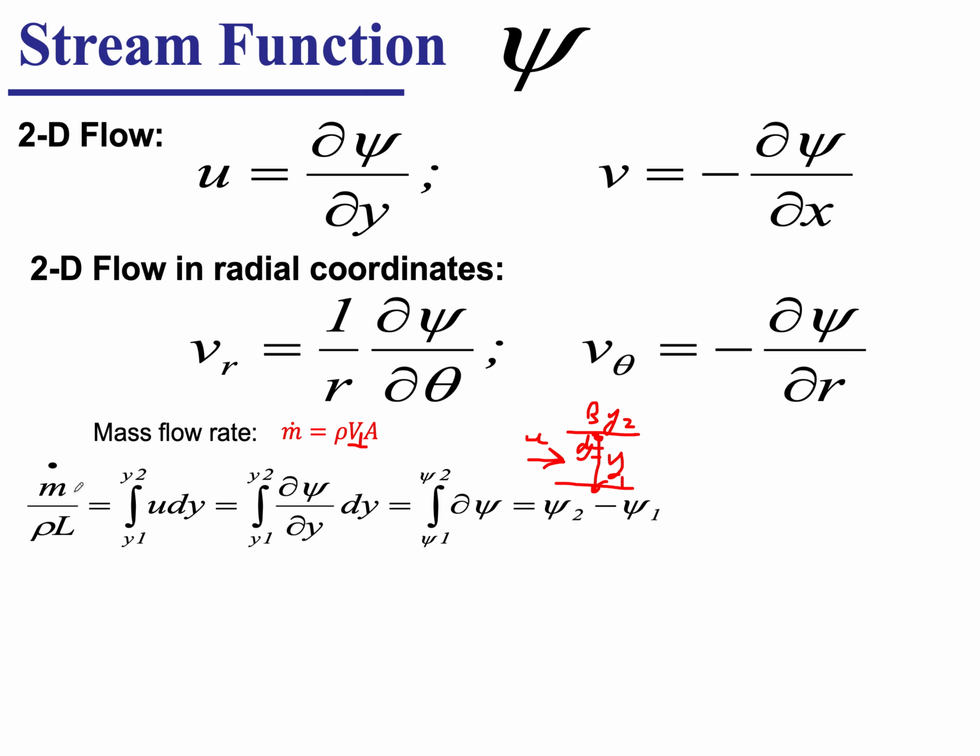So the mass flow rate, and here the width into the page is L, so let's just use the notation L instead of b. So mass flow rate is rho VA, so divide by the density and divide by the width into the page L. So m dot over rho L is going to give, through integration, the u multiplied by dy, and that's the elemental mass flow rate going through this dy here. So we're going to call it dm dot.